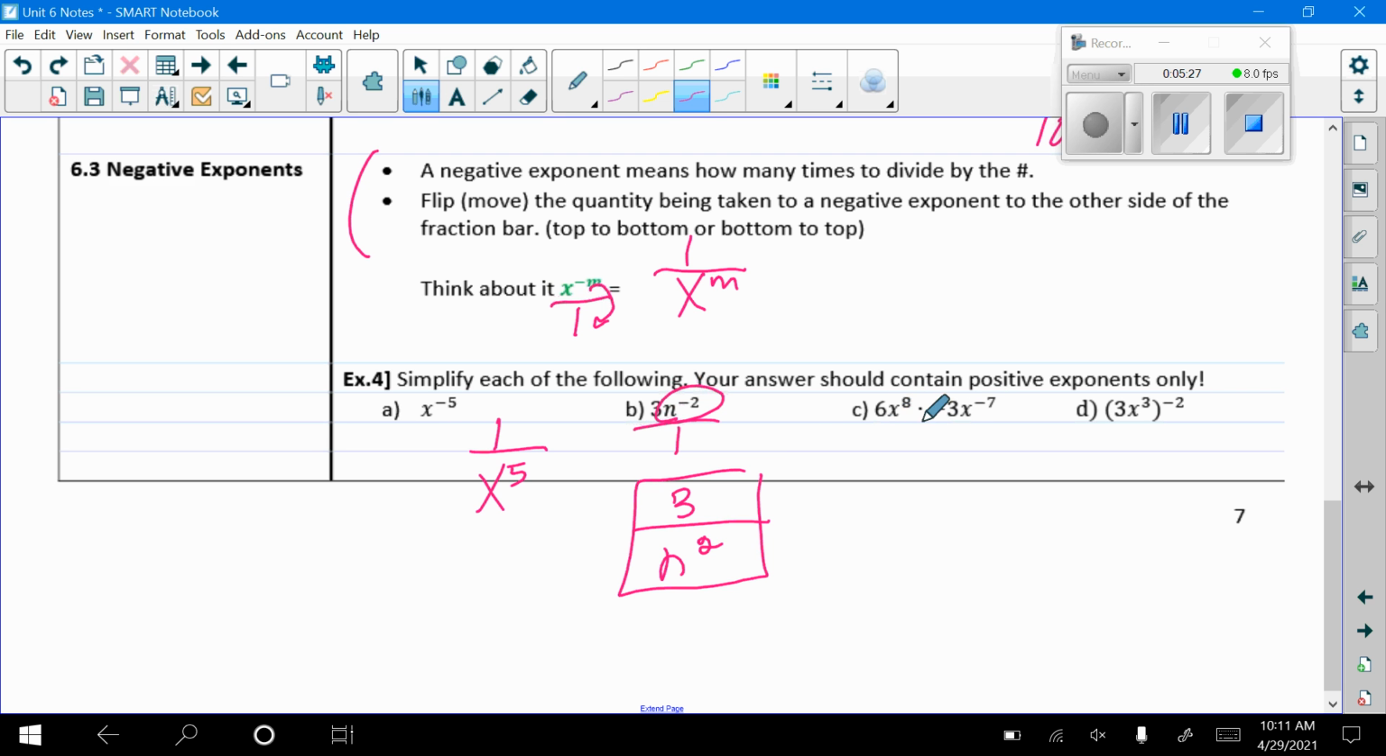On this problem, we're going to actually do the rules we already know. We're going to multiply 6 times negative 3 is negative 18. X, 8, add those exponents, 8 plus a negative 7. So I get negative 18 x to the first, or just x.